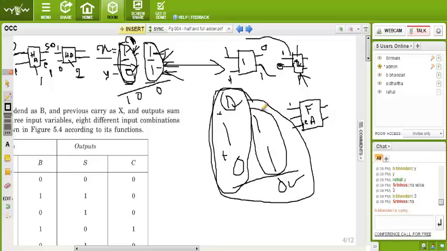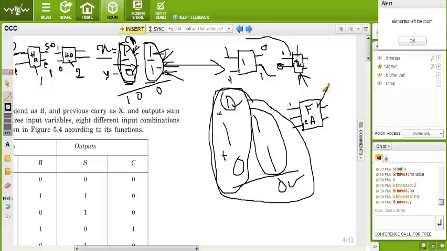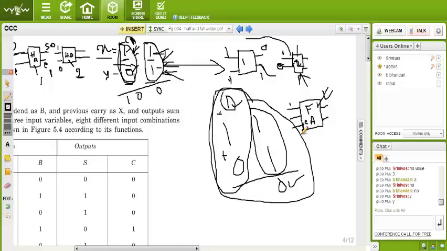So you need a device which can add 3 bits. Am I right? It is called a full adder. That is why I told you a full adder has 3 inputs and 2 outputs. It can add 3 inputs. Is the difference between the half adder and full adder clear? Yeah.